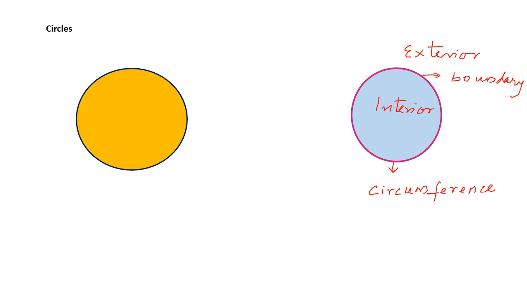Now see here, this is a circle. The black color is the boundary of the circle. Yellow color is the region inside the circle. Now you have a point. I name that point as O. Now how do I name this circle? This is a circle with center O.